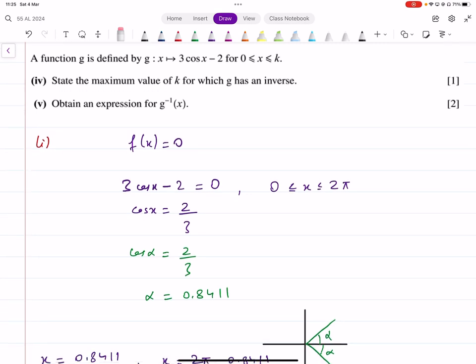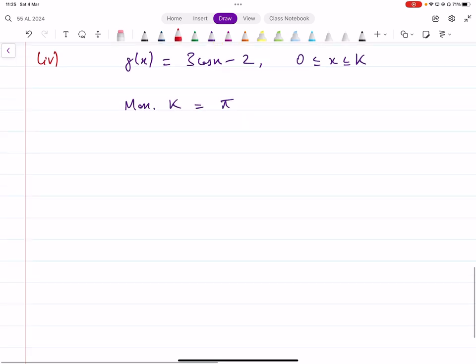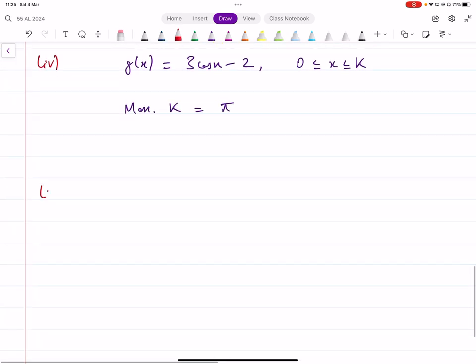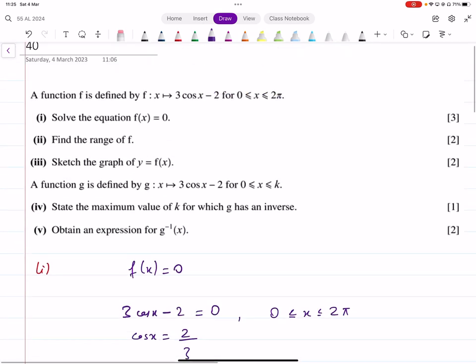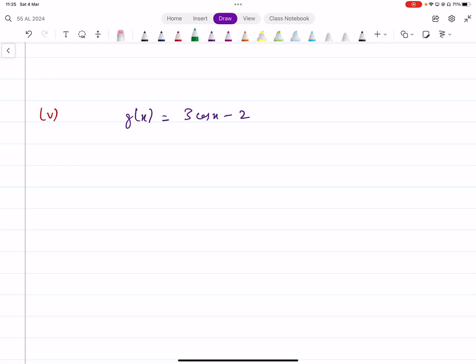In the last part it says obtain an expression for g inverse of x. How do we figure out g inverse of x? Just do it. Okay. g of x is 3 cos x minus 2. How do we find the inverse?